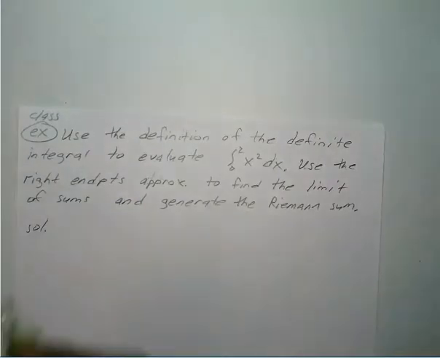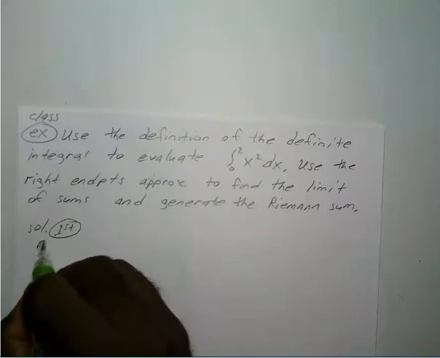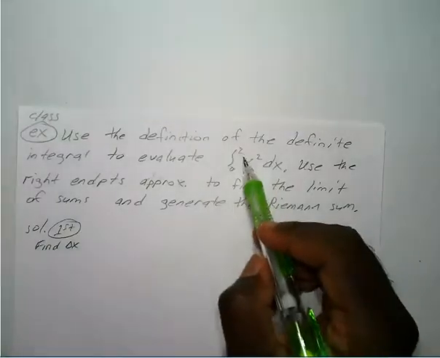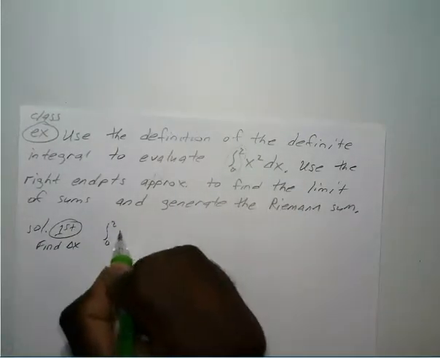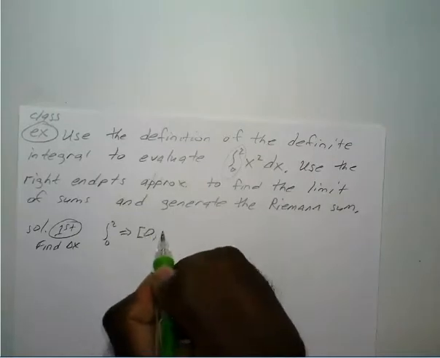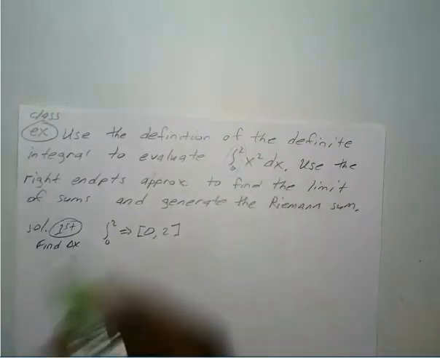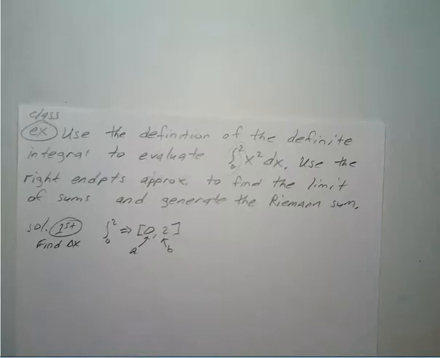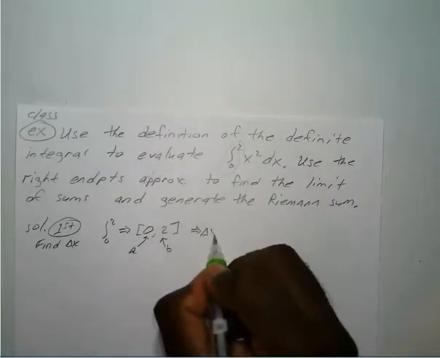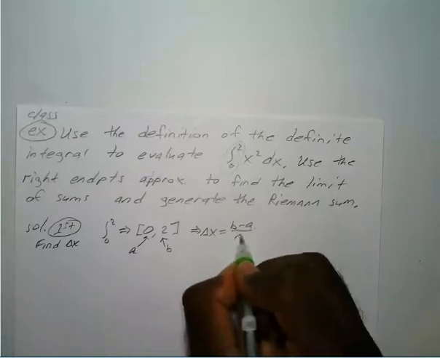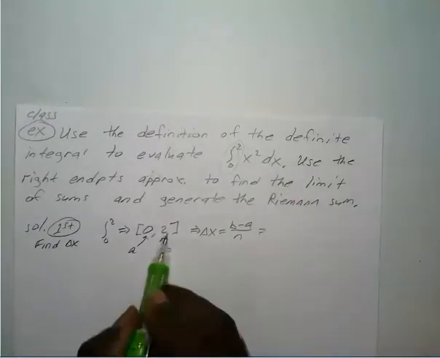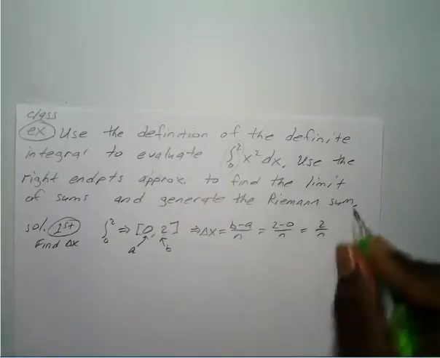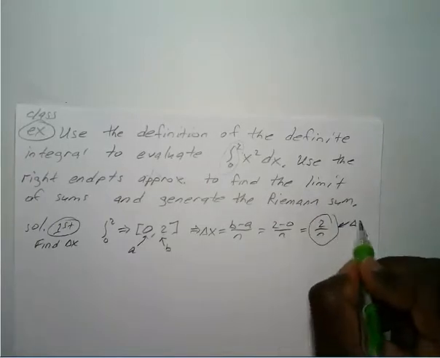Okay, so of course our first step is to find your delta x. We know our integral from 0 to 2 is the same as saying our interval is from x equals 0 to x equals 2. So that's our a and that's our b. That means our delta x, which is (b minus a) divided by n, is equal to (2 minus 0) divided by n, which is just 2 over n. Okay, so that's our delta x.